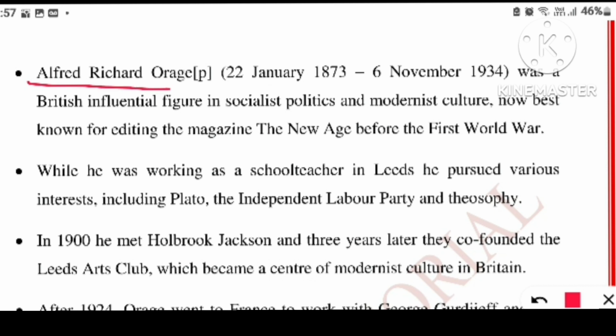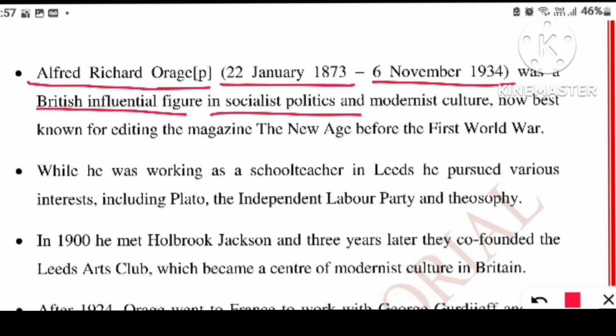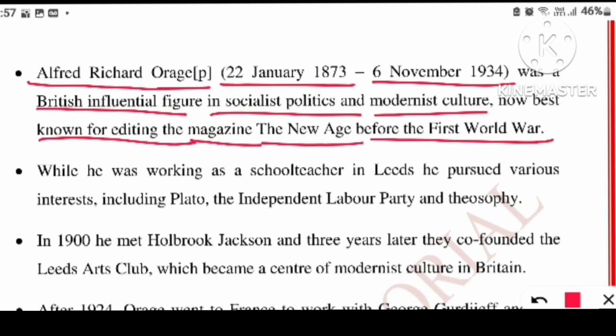Alfred Richard Orage was born on 22nd January 1873 and died on 6th November 1934, and he was a British influential figure in socialist politics and modernist culture, now best known for editing the magazine The New Age before the First World War. Now see, during the First World War, the role of magazines and newspapers was extreme. So whatever they wrote had a very impactful result or consequence in society. So he had played a key role in that.